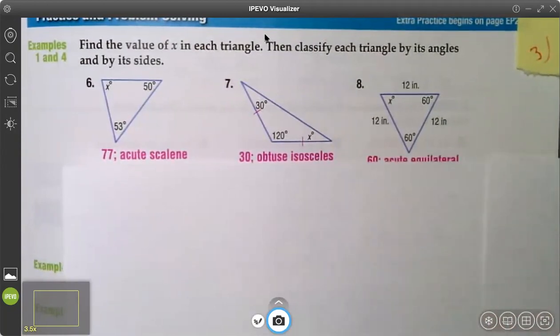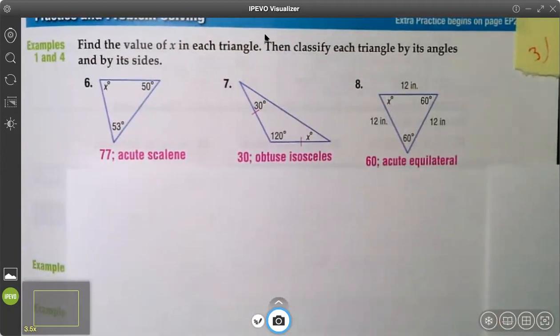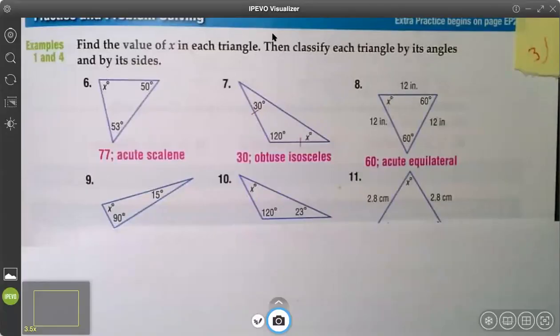On number 8, the missing angle measure is 60. You have an acute equilateral triangle. Try number 9.